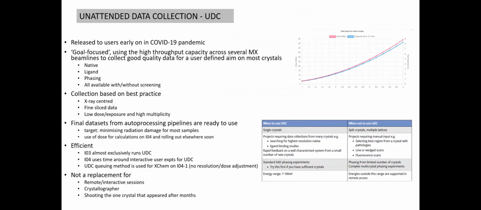Okay, changing gear slightly. What we've introduced in other facilities now is unattended data collection. We call it UDC. Basically, we use the high throughput capabilities of the beamline to come up with recipes for different experimental aims, as have been shown before. We use data collection based on best practice, including some crystallographic knowledge, and as a target we're trying to minimize the radiation damage for most samples.